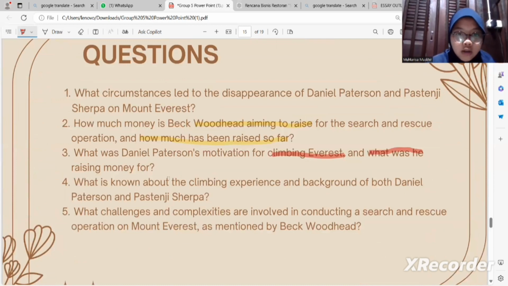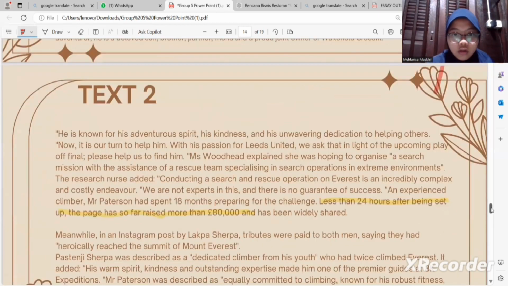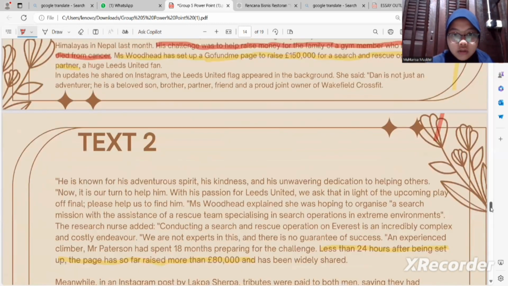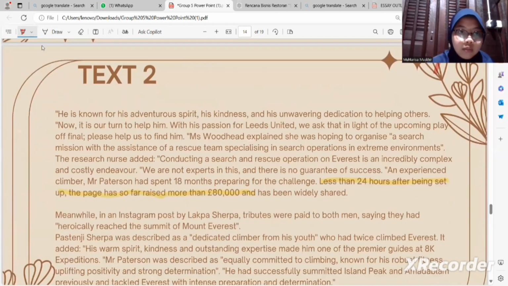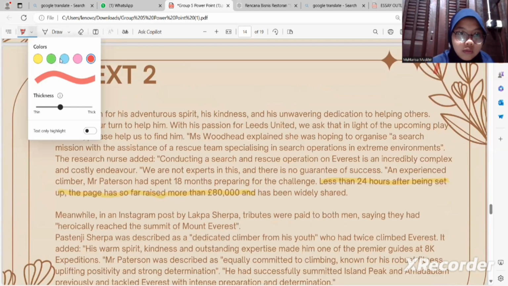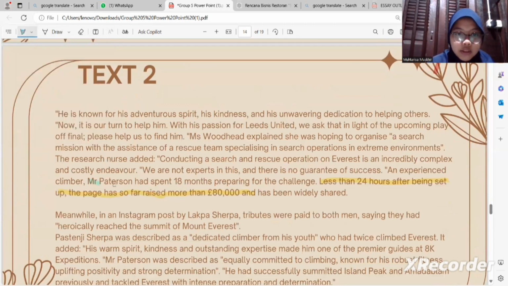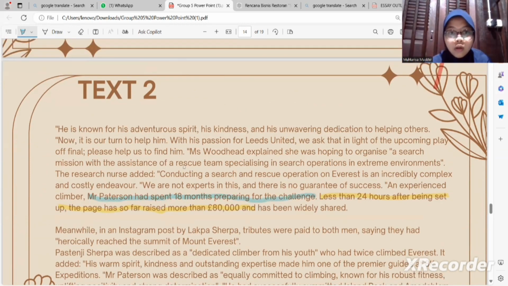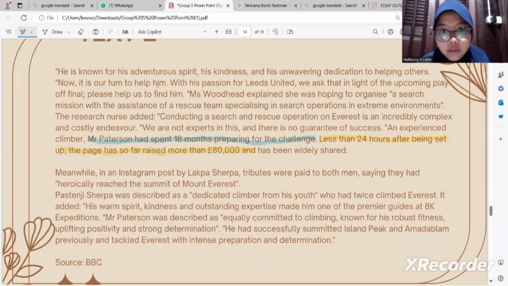Next question. What is known about the climbing experience background from both Daniel Patterson and Panji Sherpa? Daniel Patterson. It says here, Mr. Patterson had spent 18 months preparing for the challenge. In the previous paragraph, it only said that he was kind and had dedication to help others. Now nothing is said about his experience on climbing Everest.